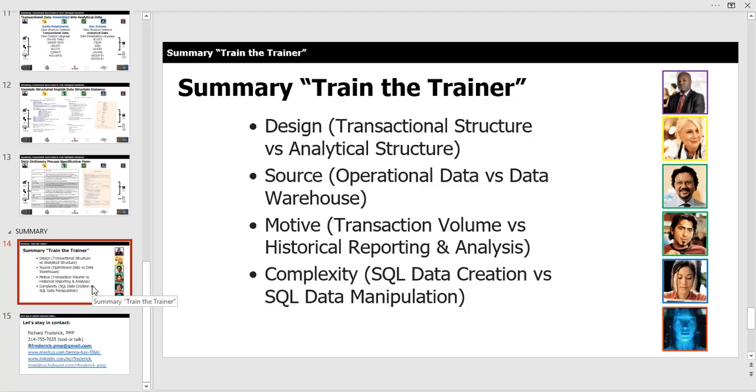And then complexity, and I don't know if complexity is the right word, but really what we want to say is that on the transactional side, you tend to hear more of data creation, SQL types of requirements. And on the analytics side, you tend to hear more about the data manipulation SQL requirement statements.